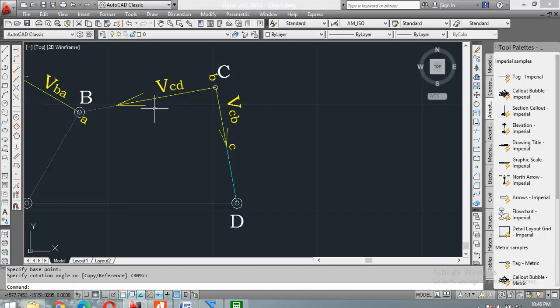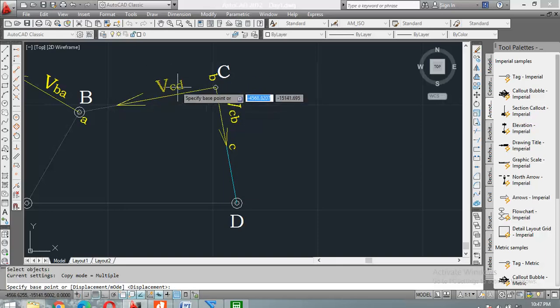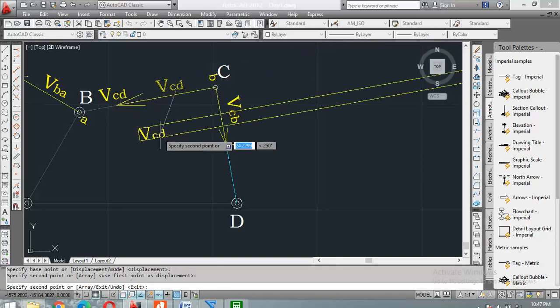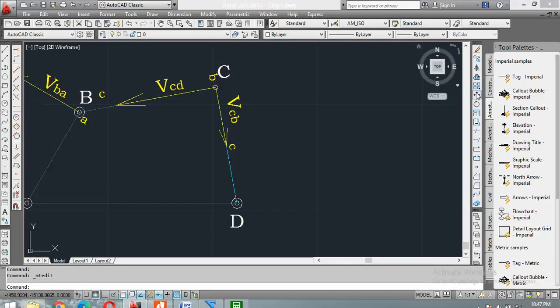Okay, VCD. If we want to mark this velocity vector as VCD, then the C point should be marked on the head and the D point should be marked on the tail. So I am marking the C point on the head of this vector.